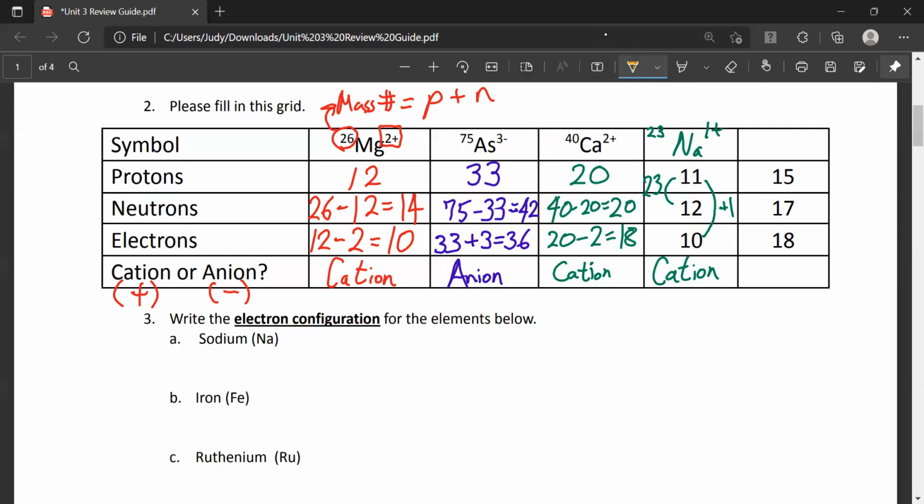Then we have 15 for proton, which is phosphorus. Now, phosphorus, adding it all together, should give you a mass number of 32. And if we do 18 minus 15, that should give you 3. But since we have 3 more electrons, I'm going to put 3 minus. That means since it's a minus charge, it is an ion. So keep that in mind when you're solving this question.